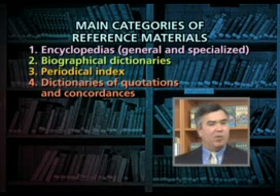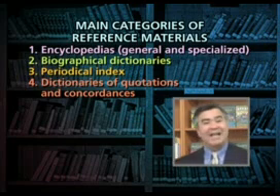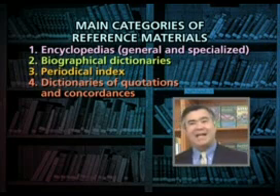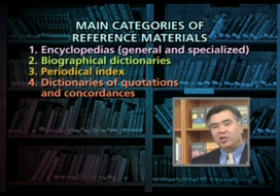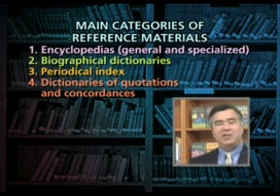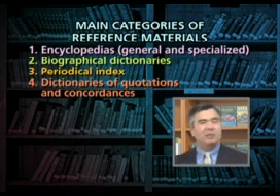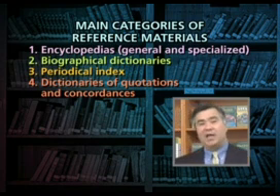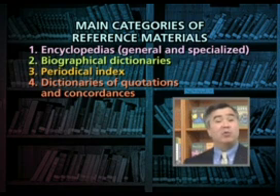A fourth important type of reference material are dictionaries of quotations and concordances. Concordances are lists of all the words used in a particular book or in the work of a particular author. A dictionary of quotations would be a book like Bartlett's Familiar Quotations. If you're trying to track down a particular word or phrase or quotation from a work of literature, one of these kinds of reference books can be very helpful.